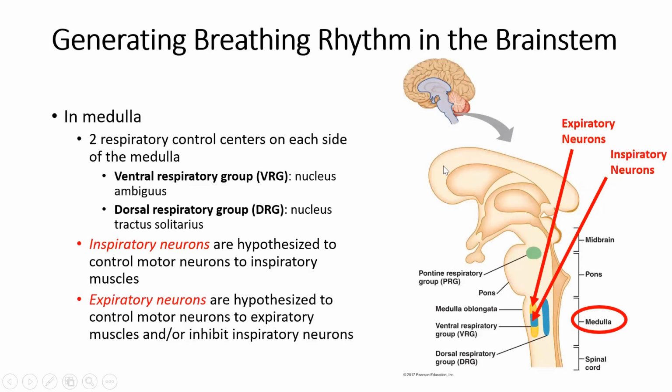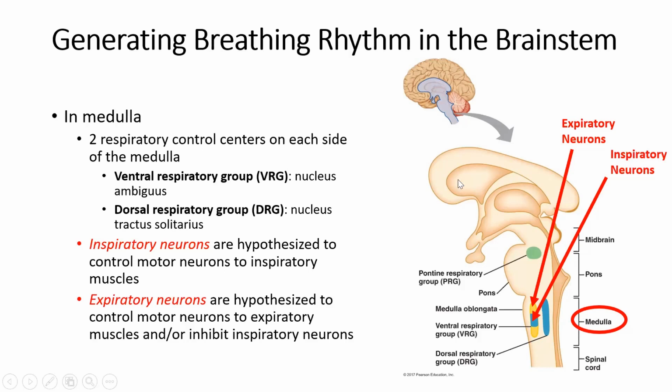All right, so the first area is the medulla oblongata, and we have two respiratory control centers on either side. The first is the ventral respiratory group, or VRG. This is located in an area of the brain called the nucleus ambiguus. The other one is the dorsal respiratory group, DRG, which is located in the nucleus tractus solitarius. Now, the ventral groups, as the name implies, are a bit more anterior. They're on the lateral and anterior aspect, with one on either side of the medulla oblongata.